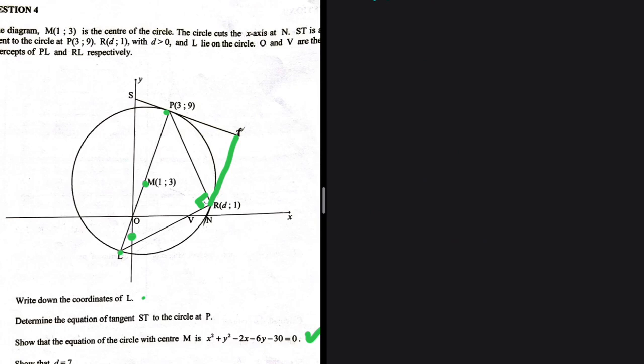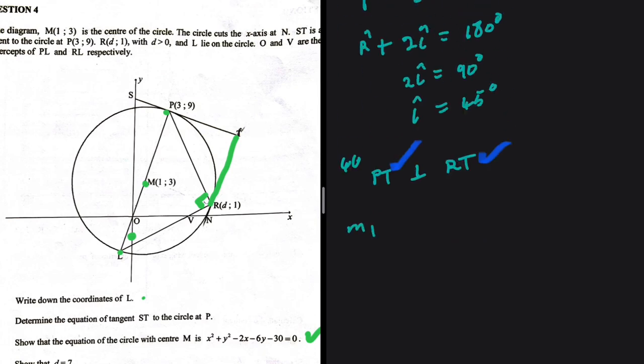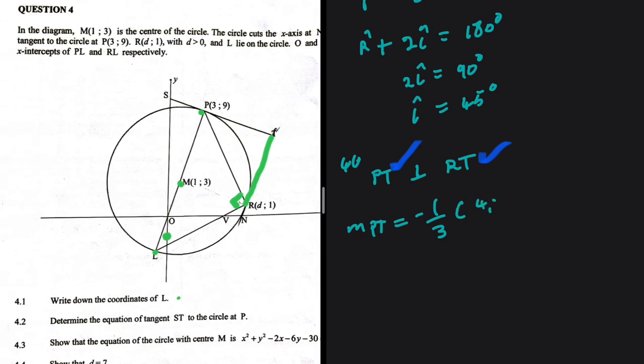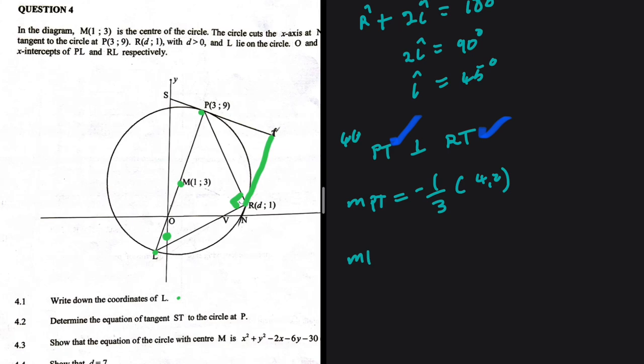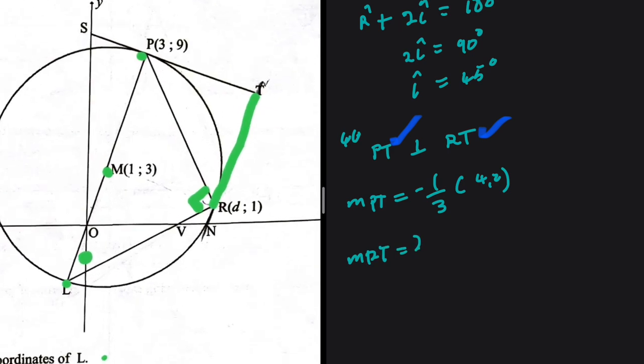So let's just go up and see what that gradient is equal to. Minus 1 over 3. So the gradient of PT is equal to minus 1 over 3. This is from 4.2, because PT and ST are coordinates of the same line. So we have that. Now we just need the gradient of RT. So how can we do that? Well, we can find the gradient of MR, because MR should be a radius there, and then that gradient should be perpendicular to that of RT.